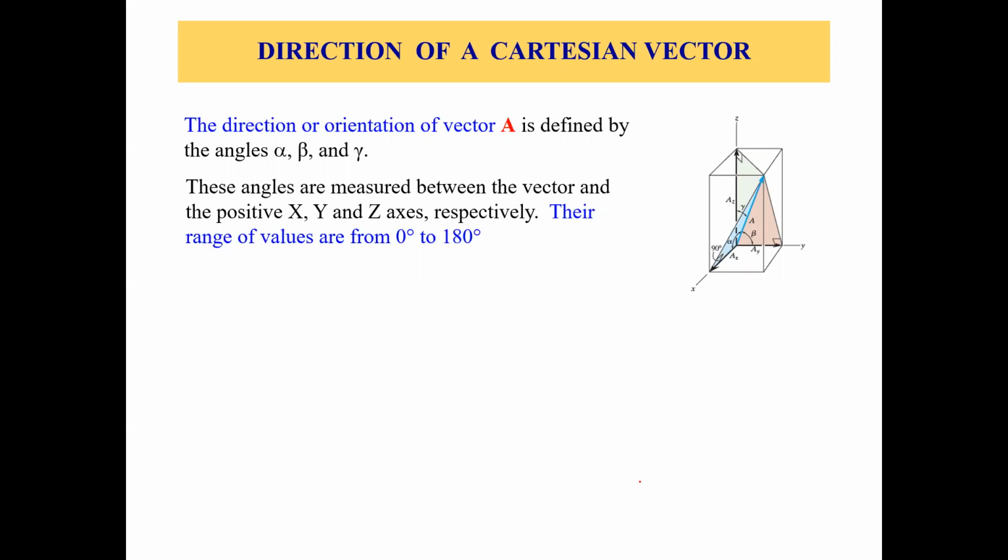Now again, if you look at that 3D box, in the blue color you have this vector A, right? Now this vector A is making some angle with the x, y, and z axes, right? So with the x-axis, it has an angle of alpha. With the y-axis, it has an angle of beta. With the z-axis, it has an angle of gamma, right? So these angles alpha, beta, and gamma give us the direction of vector A with the x, y, and z axes.